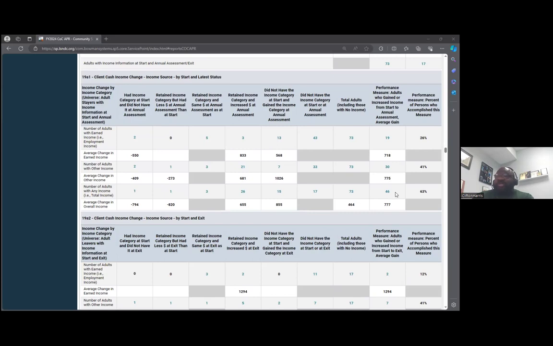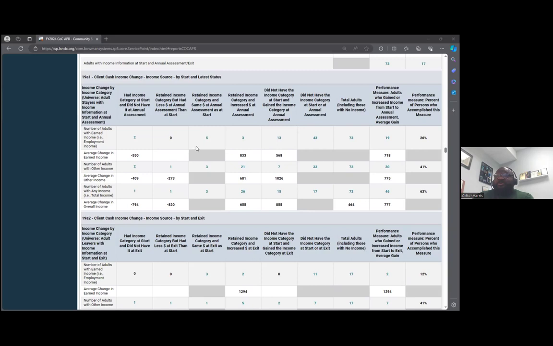So if you have a separate earned income measure, this 19 will be all of our clients that are actually working or have an increase in their employment wages. So you only get credit for the ones that have an increase, right?